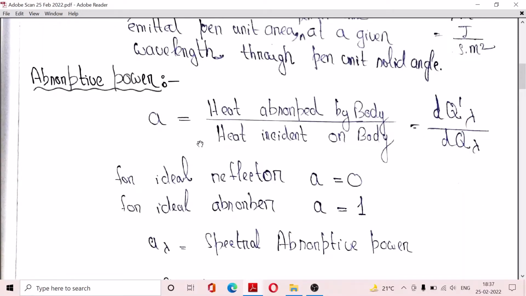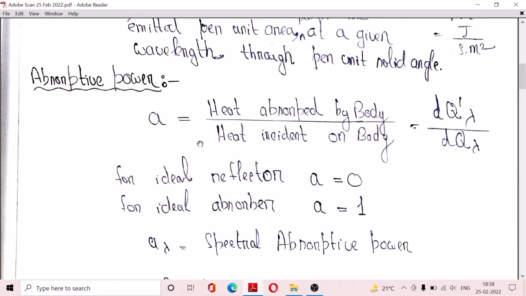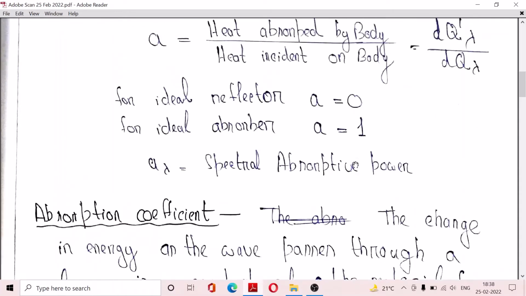Now we will learn the absorption coefficient. What is it? It is the ratio of heat absorbed by a body to heat incident on the body. For an ideal reflector, the heat absorbed by the body is 0, so A will be 0. For an ideal absorber, the heat absorbed by the body will be equal to the heat incident on the body, so A will be equal to 1. For spectral absorptive power, we represent it by A lambda, which means we find the ratio of heat absorbed by a body and heat incident on the body when lambda is constant.